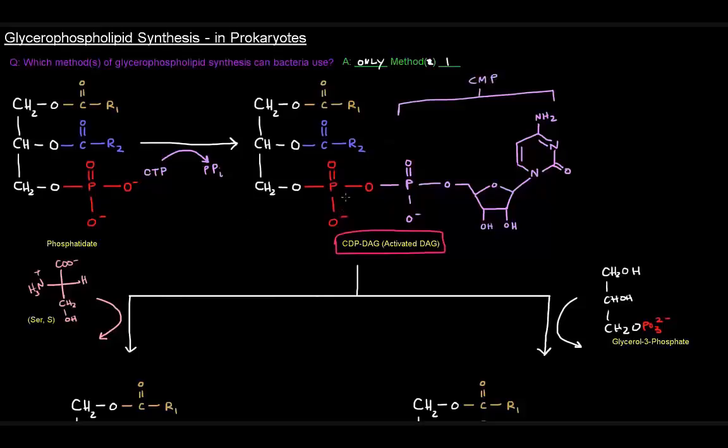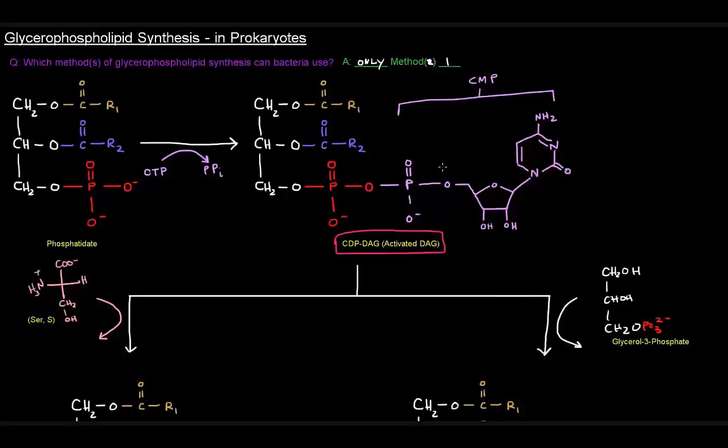Now, what you'll notice is that the name doesn't seem to imply that, right? It says CDP-DAG. So it can get confusing because it might make you think that both of these phosphates came from CTP when they didn't. One of the phosphates was already there from phosphatidate, the red one, and the purple one came from the CTP. So we're effectively adding a CMP, but the name still makes sense because it looks like a CDP attached to a diacylglycerol. The name alone could be confusing in allowing you to understand which parts of this molecule are coming from what. Anyway, prokaryotes need to start with this activated DAG in order to make glycerophospholipids.